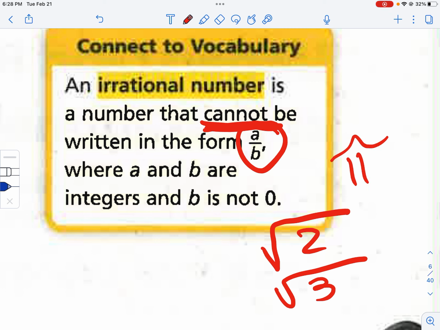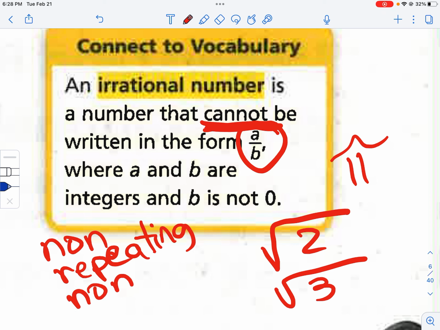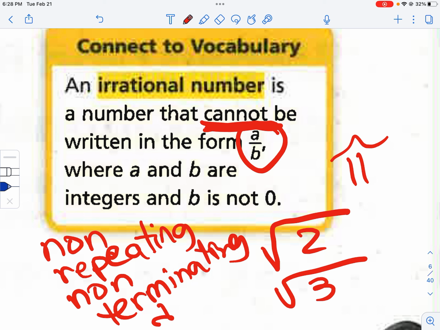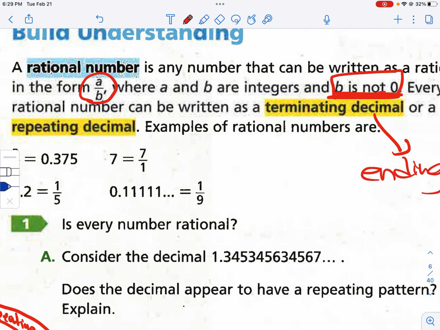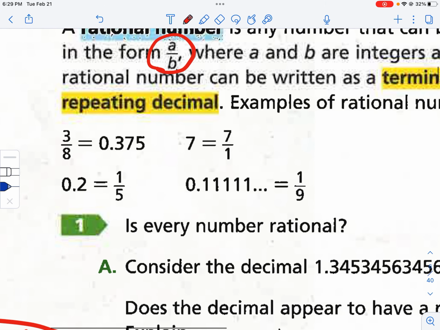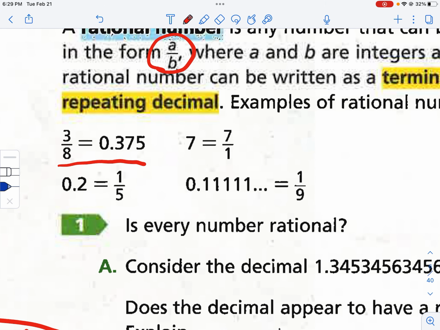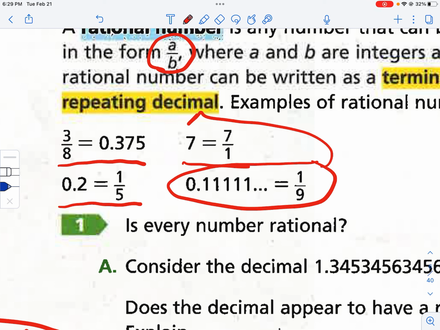Let's see, what's another one that we know already? Oh, wait, non-repeating, non-terminating decimal. And that's what pi is. Okay? So, those are important vocabulary words, guys. Important vocabulary words. So this right here, that's a terminating decimal. This is a terminating decimal. This is a terminating decimal. This right here is a repeating decimal because the decimal repeats itself.